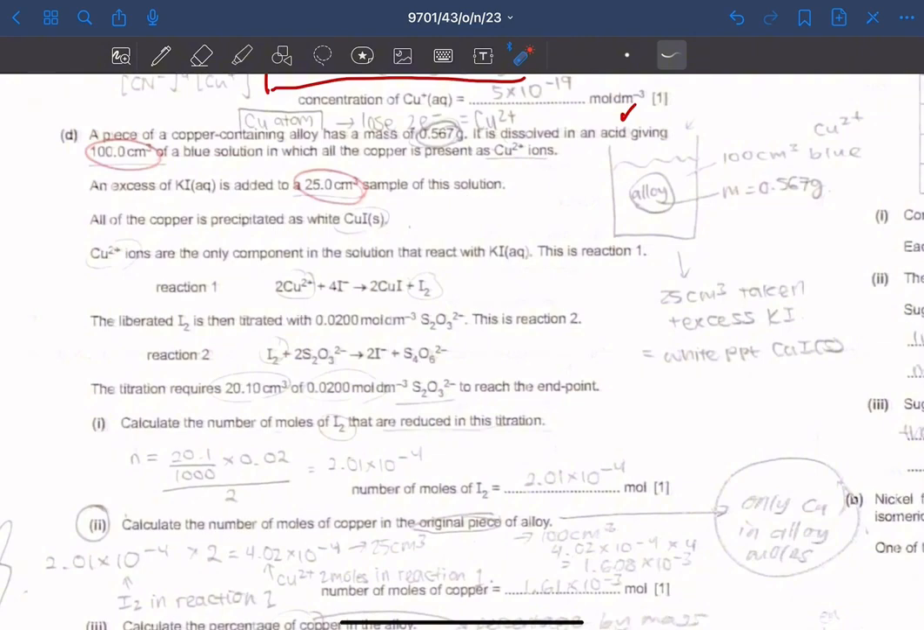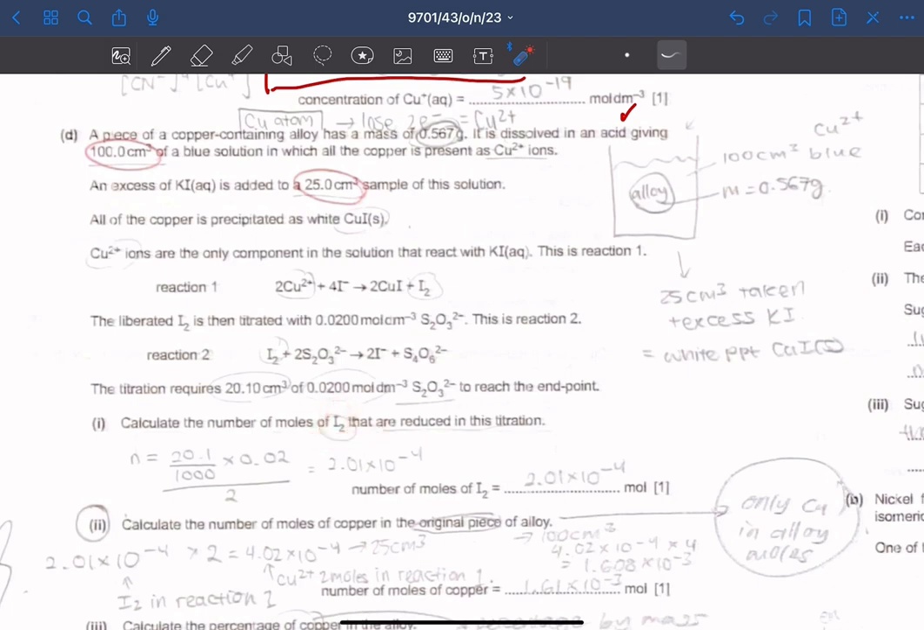This is reaction 1. In this reaction 1, the liberated I₂ is then titrated with 0.02 mol per dm³ S₂O₃²⁻. This is reaction 2. The titration requires 20.1 cm³ of concentration 0.02 mol per dm³ S₂O₃²⁻ to reach the end point. Calculate the number of moles of I₂ that are reduced in this titration.